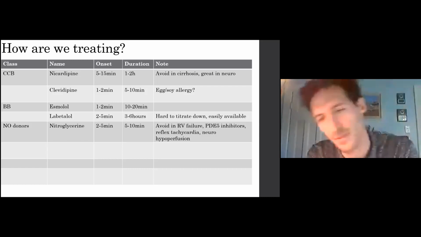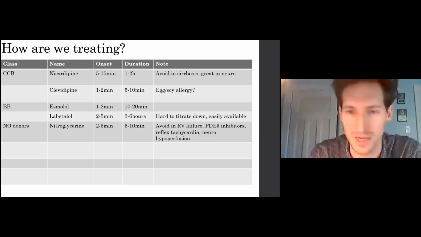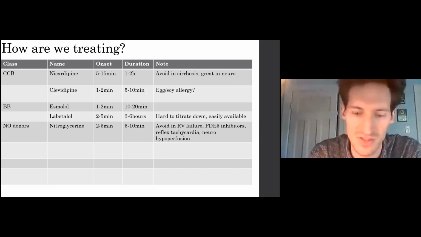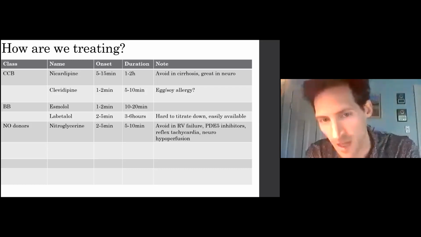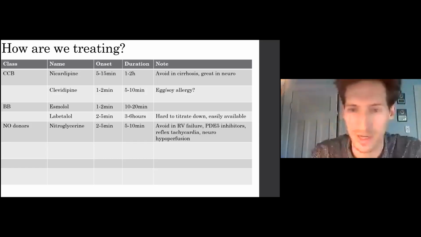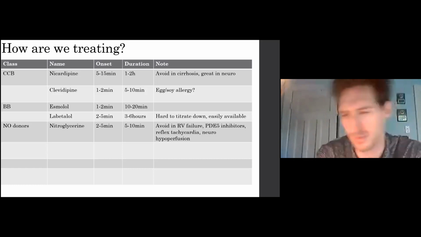And then the theoretical, I wouldn't say contraindication, is that it causes great systemic vasodilation, but more so than in the cerebral circulation. And so what happens is that there is a little bit of neurological hypoperfusion. So less of a great agent again in neuro.